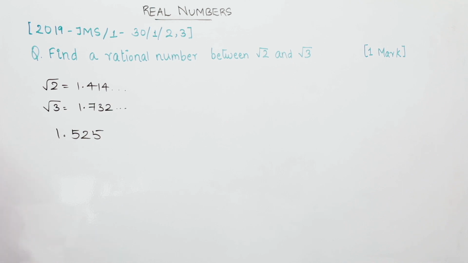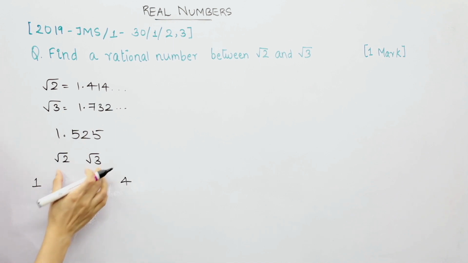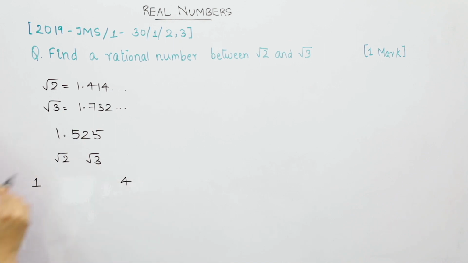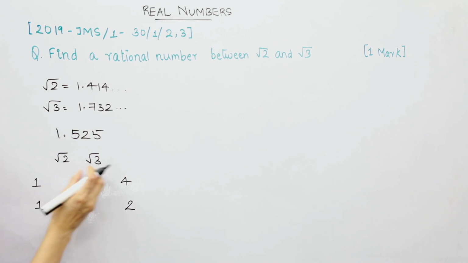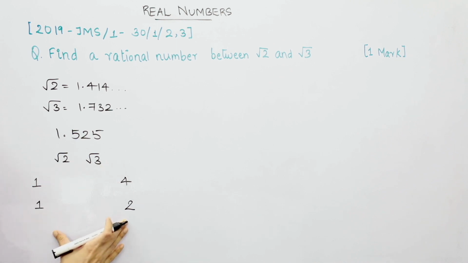In case you don't know the exact values of root 2 and root 3, we can find a rough estimate of the value. So root 2 and root 3 lie between the perfect squares 1 and 4. So the nearest perfect squares to root 2 and root 3 are 1 and 4. The square root of 1 is 1, the square root of 4 is 2. So the value of root 2 and root 3 has to lie somewhere between 1 and 2.